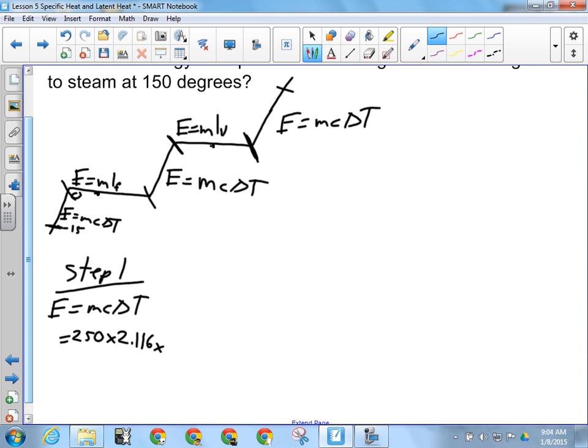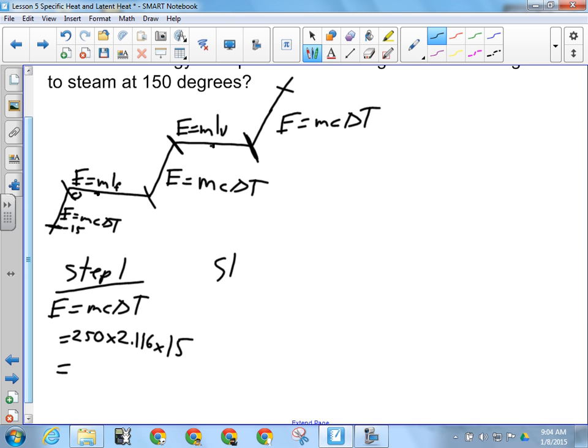15 degrees. Remember yesterday I said that's the mistake I see very often, is that people would do the entire temperature change for the whole question, which would be 165 degrees. Ice is not changing by 165 degrees. It's only changing from minus 15 to 0. All right, so we've got that step.